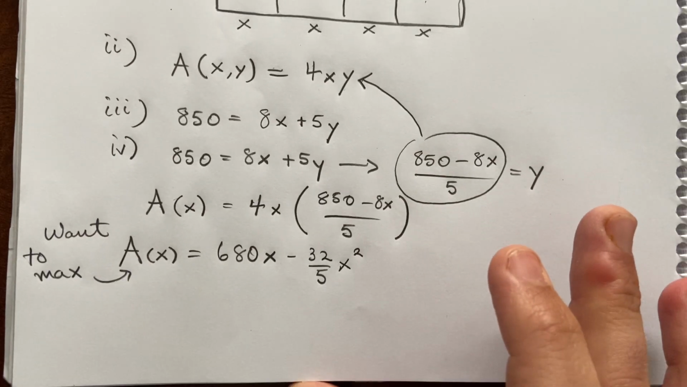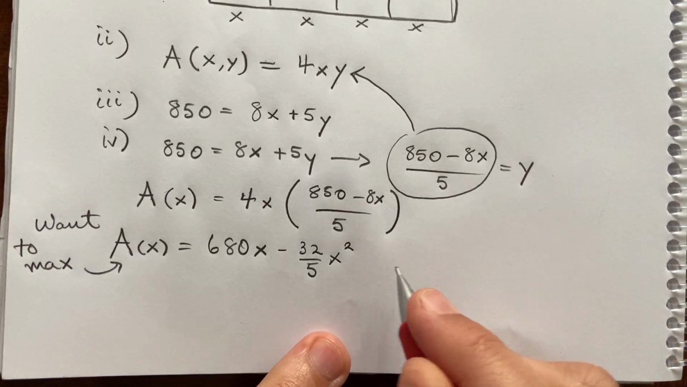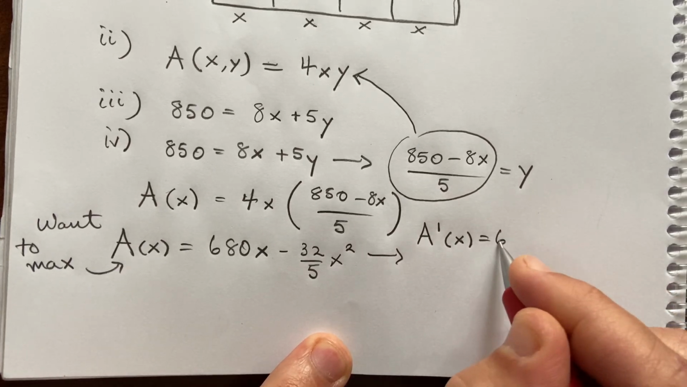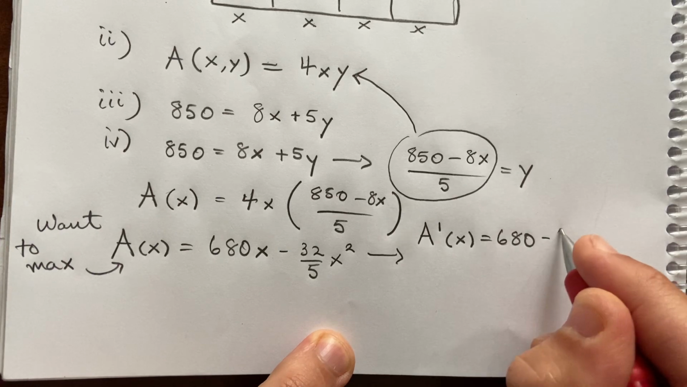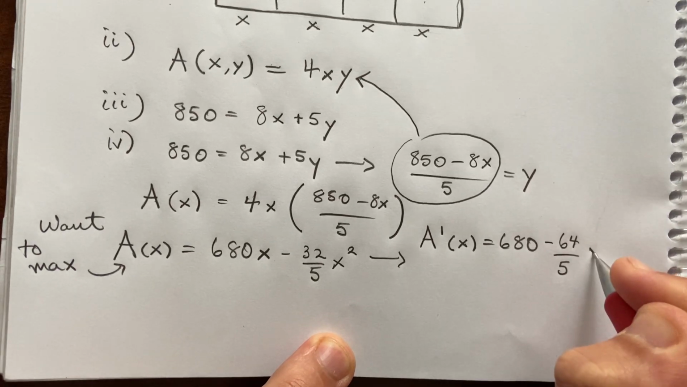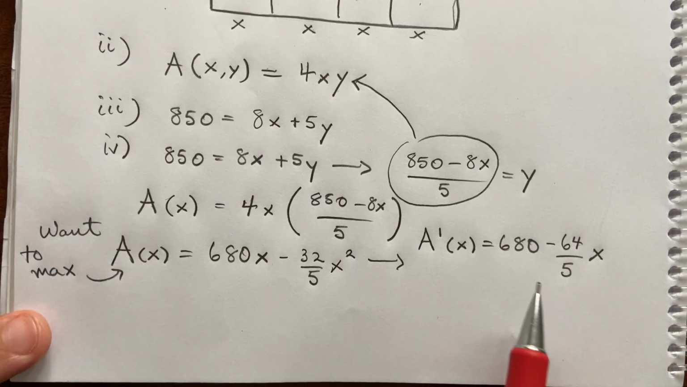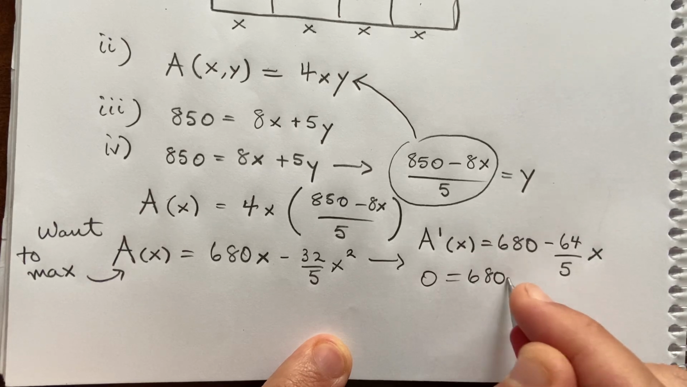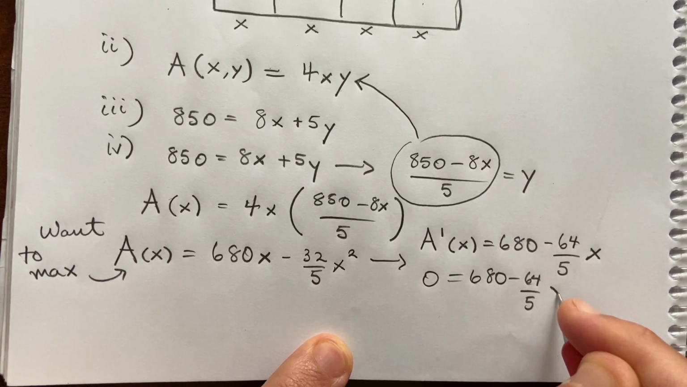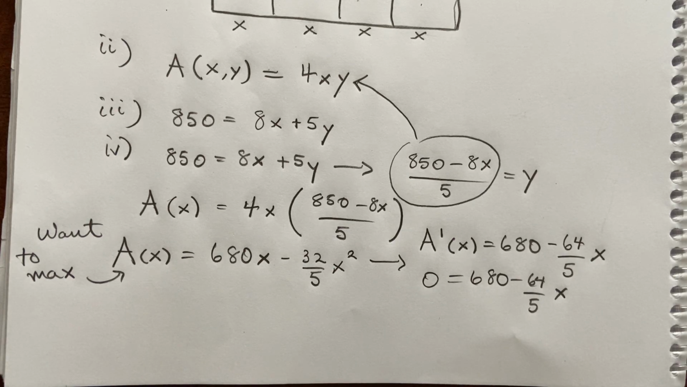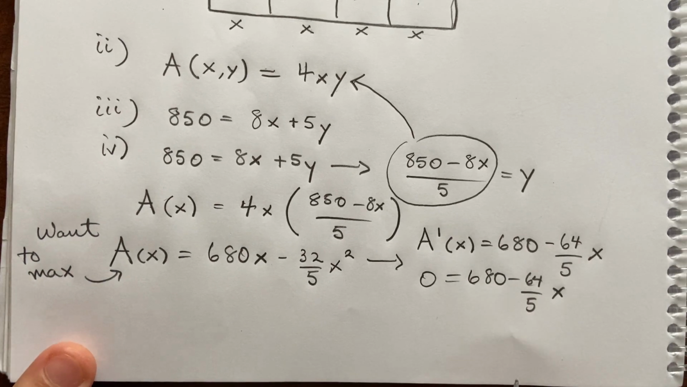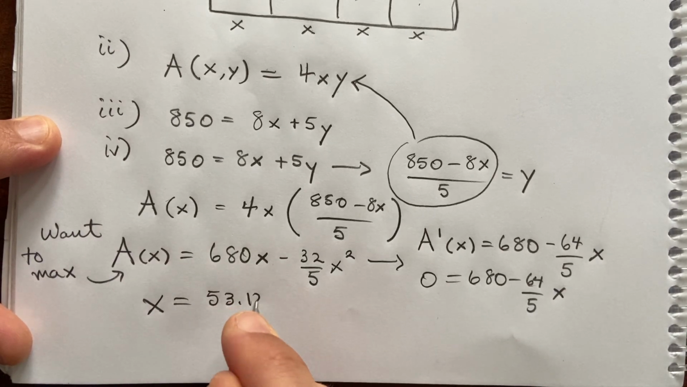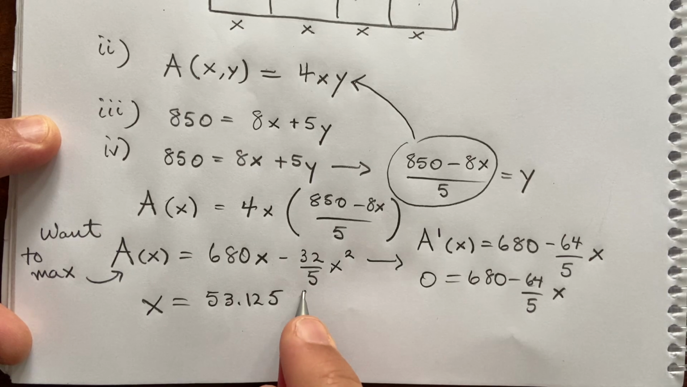So since I have found this function that I want to maximize, I'll take its derivative. So A prime of x is equal to 680 minus 64 over 5 x, just the power rule. Set the derivative equal to 0 and solve for x. So simplifying this, we get x equals 53.125, and that's exact. And that would be a number of feet.